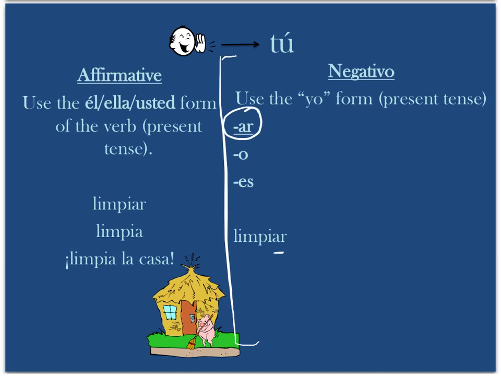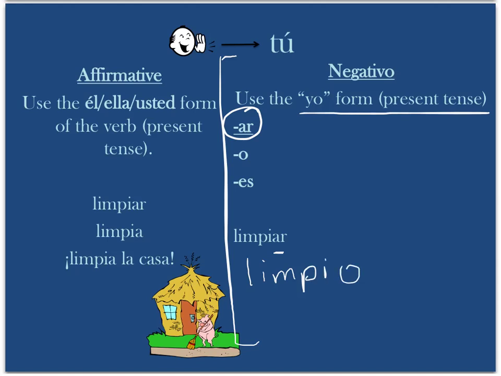So limpiar can be part of our example. Let's say we want to say, don't clean the house. I don't know why we wouldn't want someone to clean our house, but let's just go with the example. Limpiar is an AR verb. What you do for AR verbs is you use the yo form from the present tense of that verb. So limpiar, the yo form is limpio.